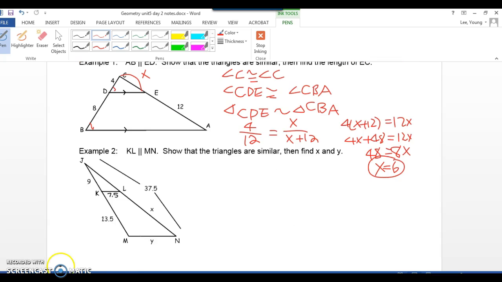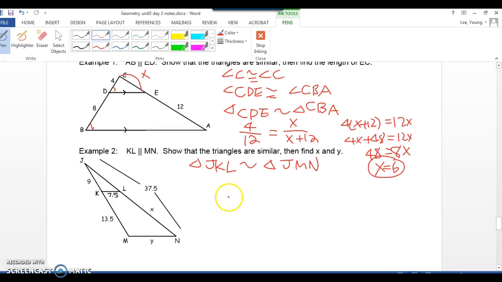Did everyone get X equals 6? Now, example 2, very similar thing. You need to show that triangles are similar. We already kind of did; it's very similar. Angle J is congruent to angle J because of the reflexive property. And we can say angle JKL is congruent to angle JMN. So we know that triangle JKL is similar to triangle JMN. Then we're going to be able to find x and y using the proportional statement.